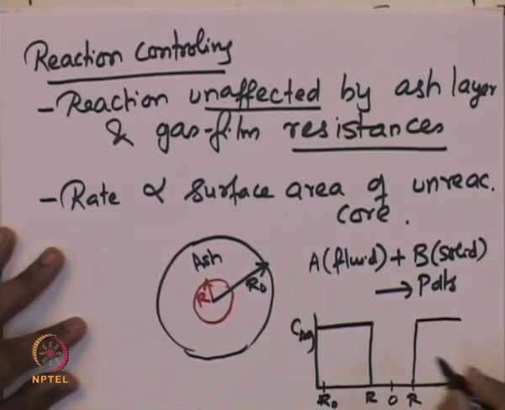And as soon as it reaches the surface, it will undergo reaction, and so there is no concentration gradient inside the core. So, now we can write a mole balance in order to capture the change in the radius of the core as a function of time.